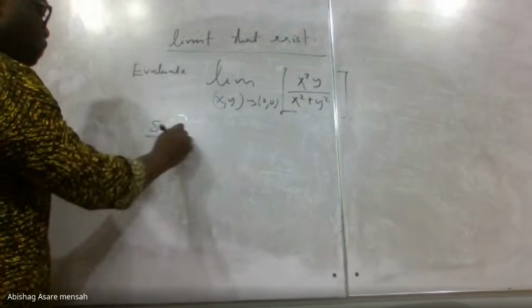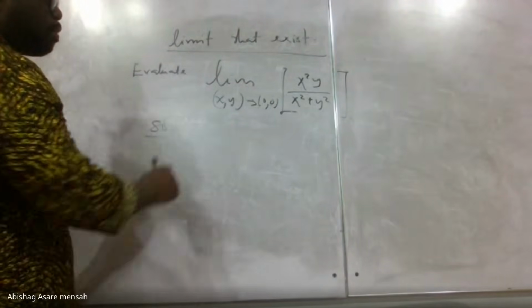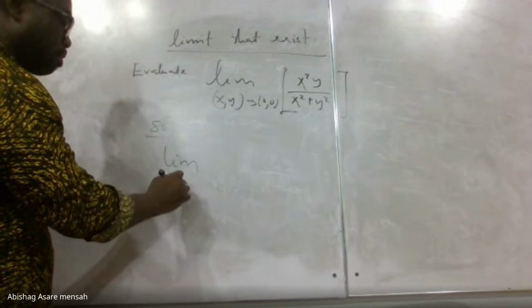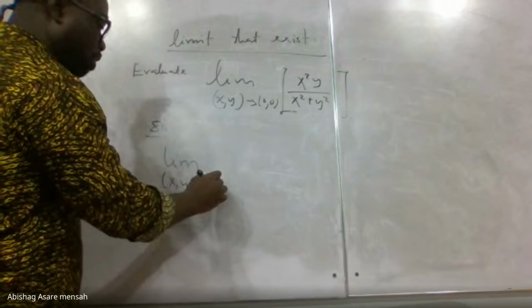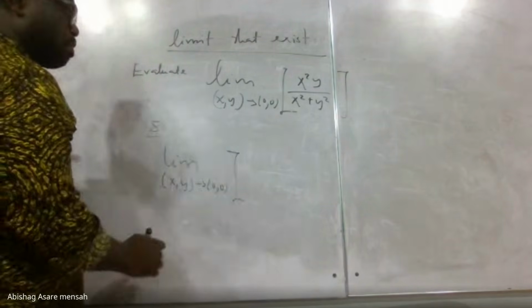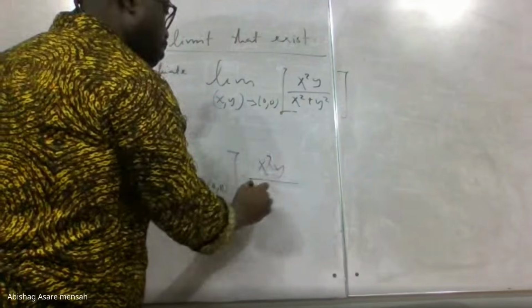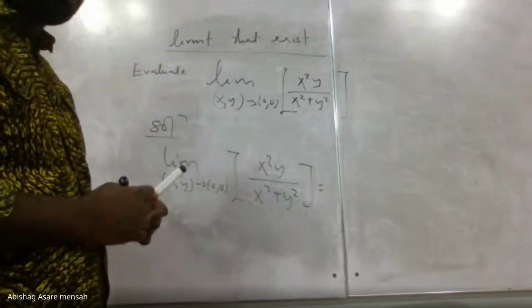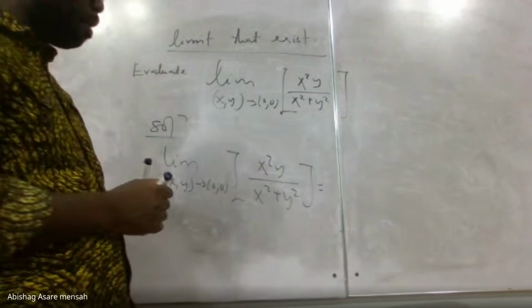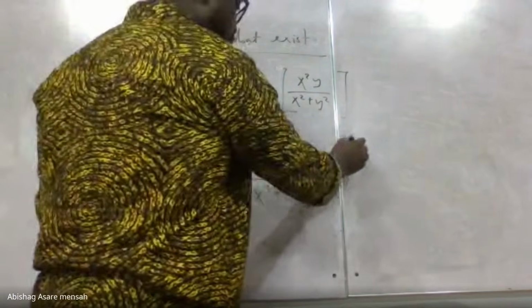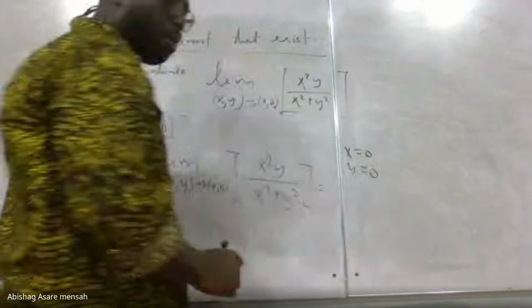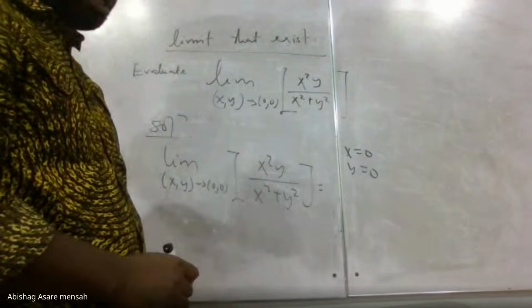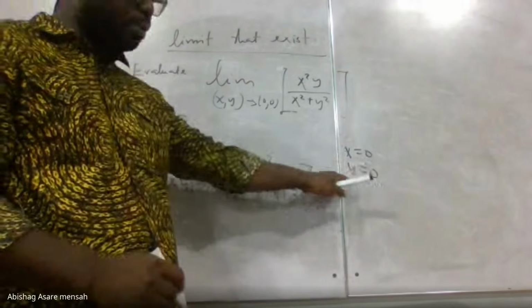Let's try the solution. What are we going to do? We find the limit as this one moves to 0, 0. So we have x squared, y squared. Now, please, I want you to set x equal to 0, y equal to 0. Please do it for me. When x is equal to 0, y is equal to 0.